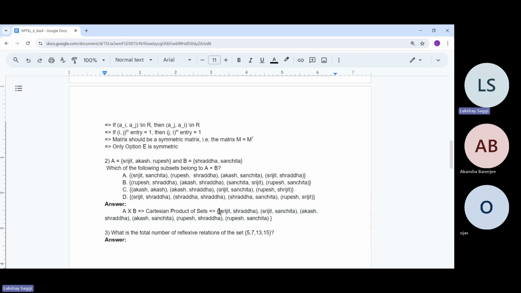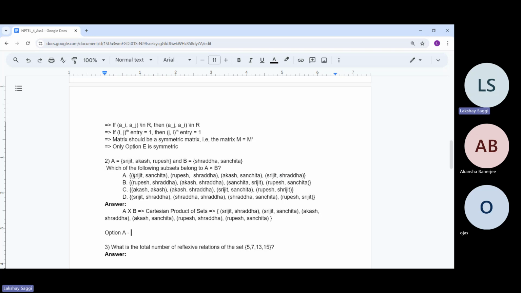The elements of the set A cross B are these 6 elements. This is the first element, this is the second, this is the third, this is the fourth, this is the fifth, and this is the sixth element. And now we have to find out which of the following options belong to A cross B. We'll check it option by option.